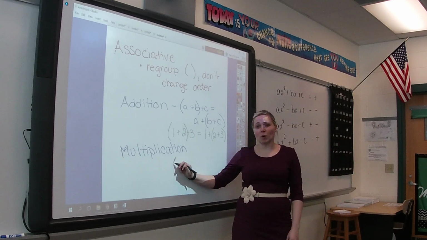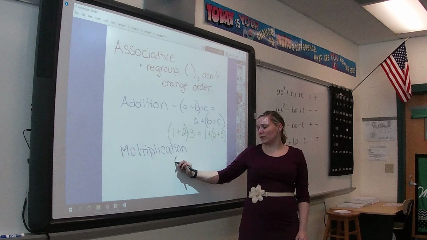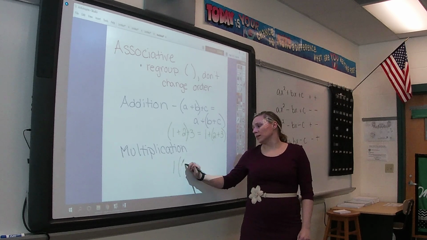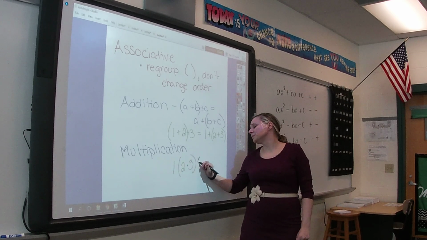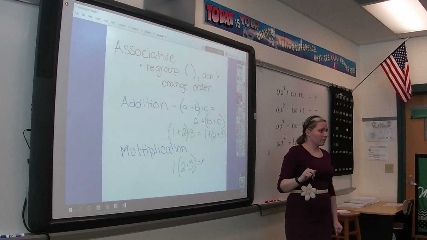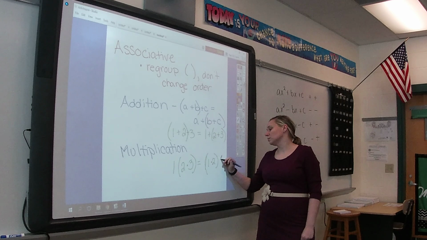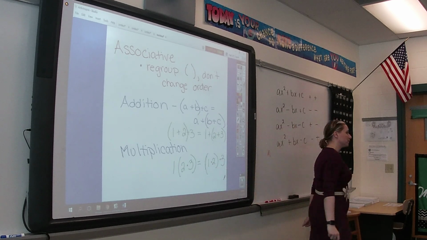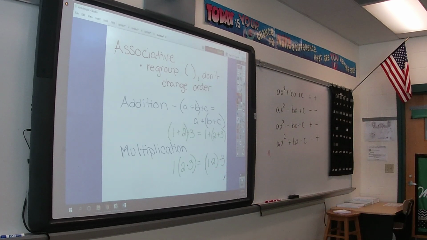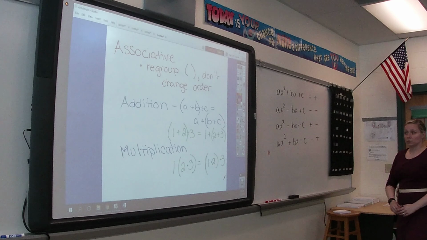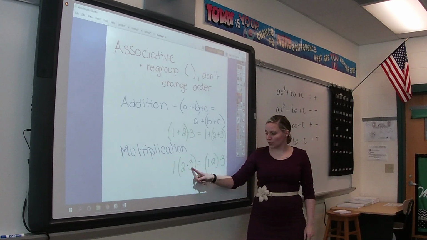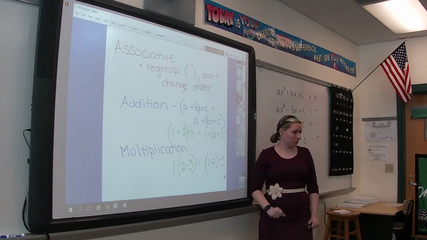So same thing for multiplication. If we had 1 times 2 times 3, that would be the same thing as 1 times 2 times 3 regrouped. The key is that we are not changing the order. So 1, 2, 3, 1, 2, 3.